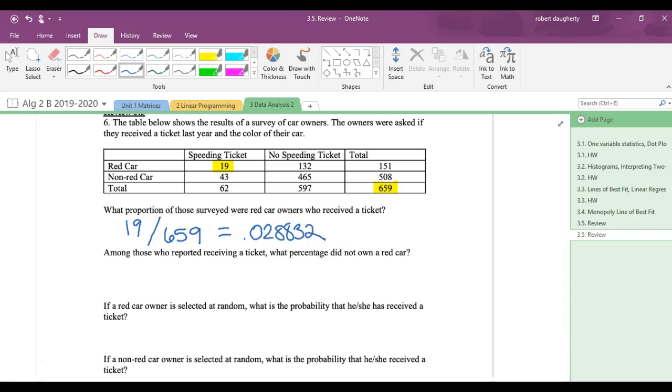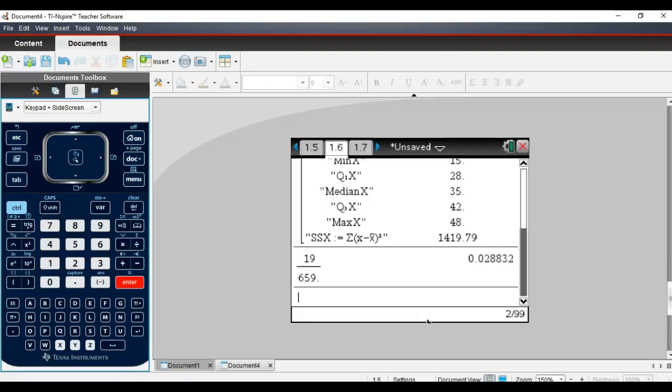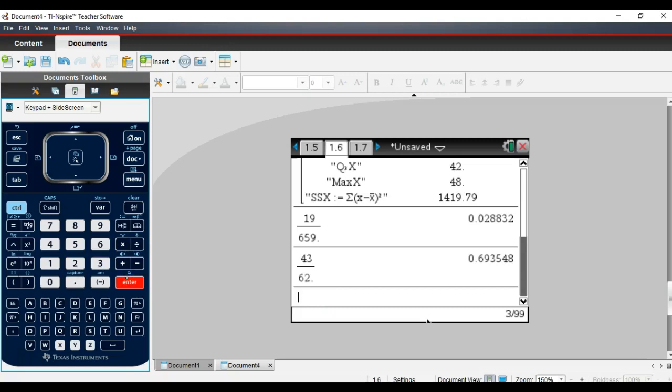Of those who received a ticket, if I only look at people that got a ticket, so that's people right here, what percentage of those did not own a red car? So did they not own a red car? That means 43 over 62. That's the proportion that did not own a red car. So 43 divided by 62, and I get 0.693548.